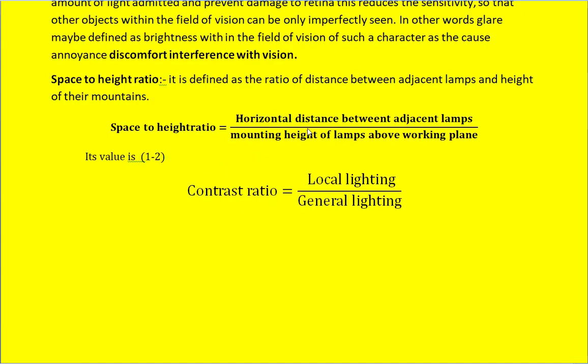Next, space to height ratio. It is nothing but the ratio of the horizontal distance between adjacent lamps to the mounting height of the lamps above the working plane. Its normal value will be between 1 and 2. Next, contrast ratio. It is nothing but the ratio of local lighting and the general lighting.